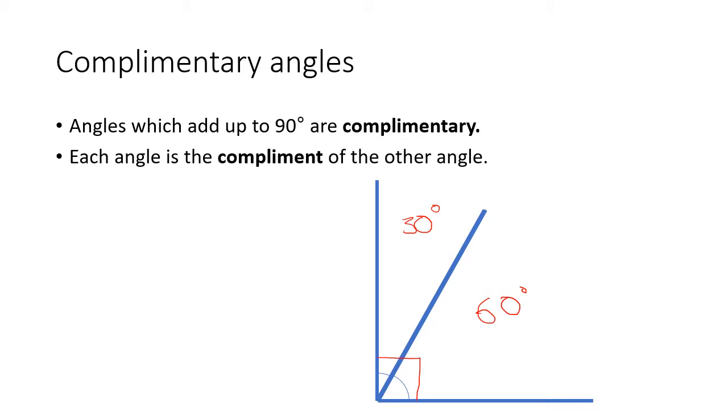And let's say this was called angle A and this was called angle B, then we could say that angle B was the complement of A, or we could also say that angle A was the complement of B.